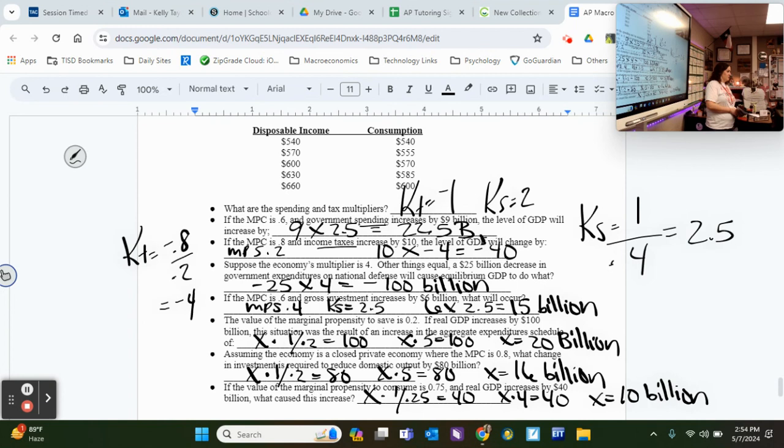Tiago, which one did you mess up on? I messed up on the third to last one. But I see it. But you multiplied 100 by 5, didn't you? No, I misread it. I thought it was asking what the new MPC was. You've got another minute, and then we'll go over any questions that you guys have.